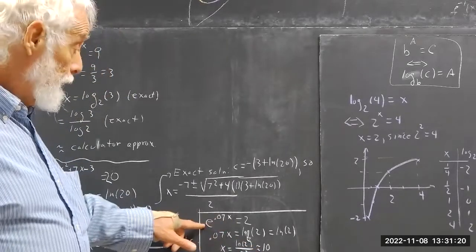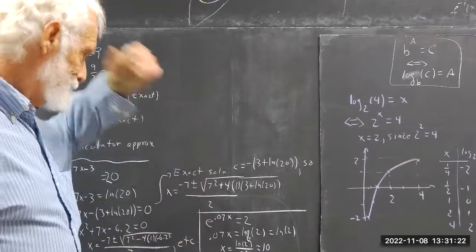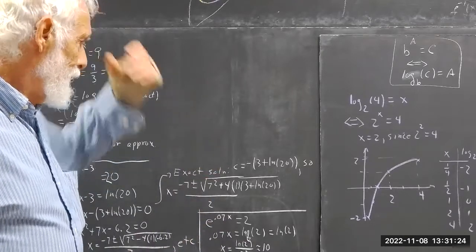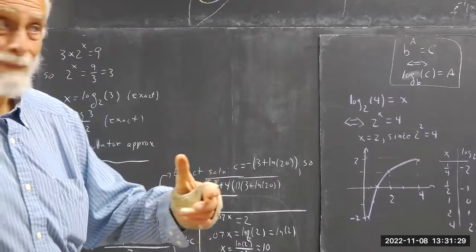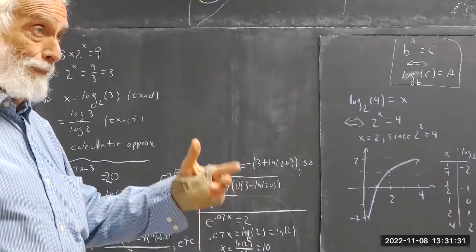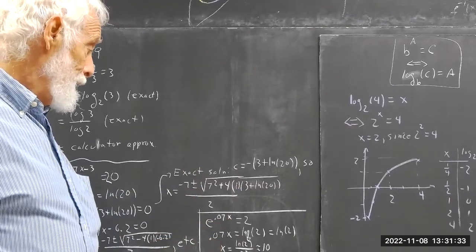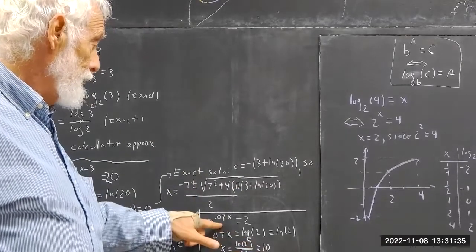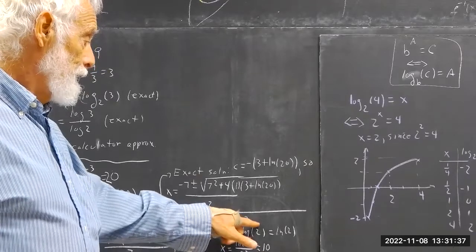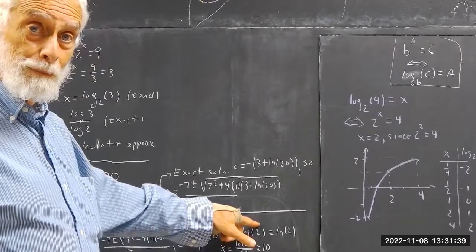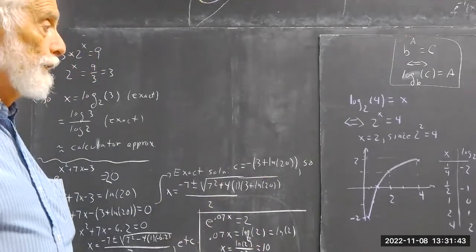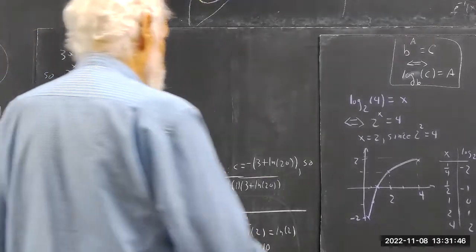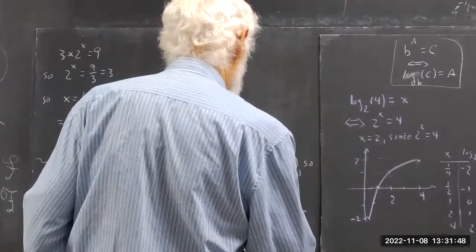If X equals 0, well, e to the 0 equals 1. If X equals 10, you're going to get e to the X equals 2. So, well, there's doubling time. I'm just going to comment on that and we'll do a little bit more with it.